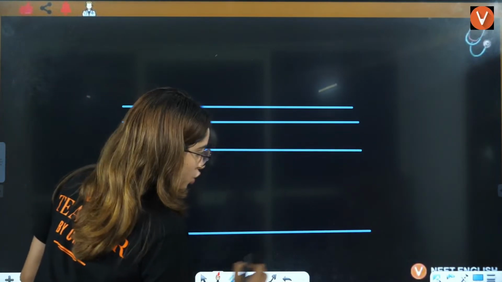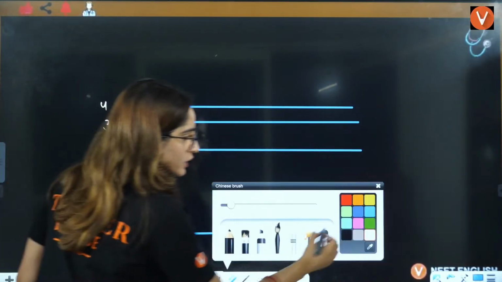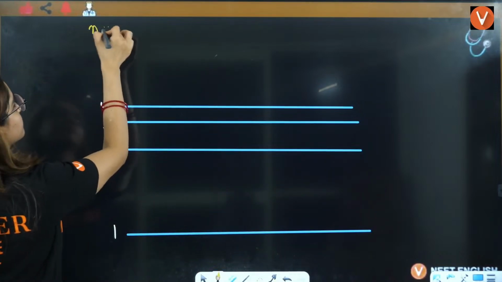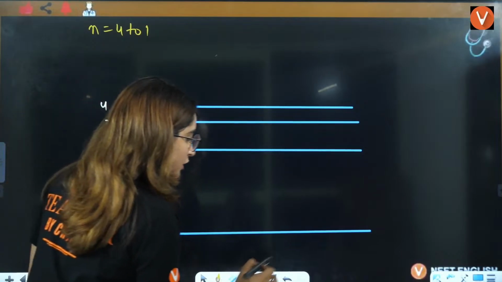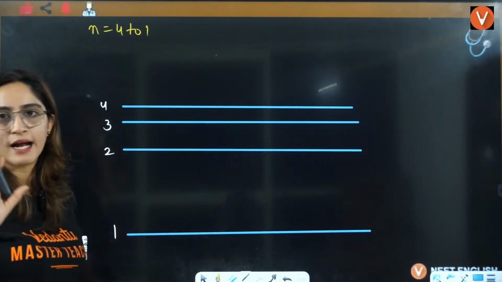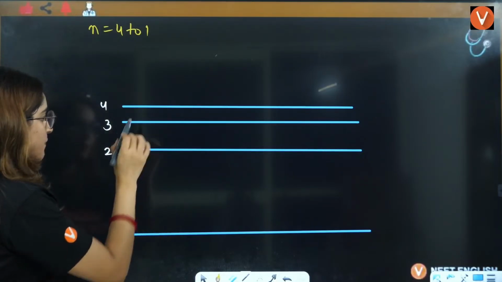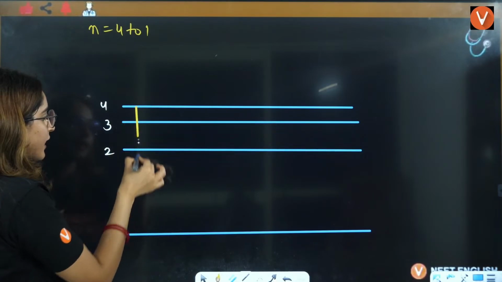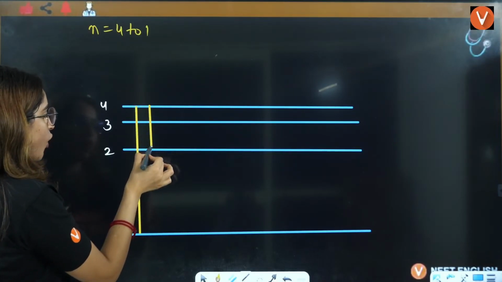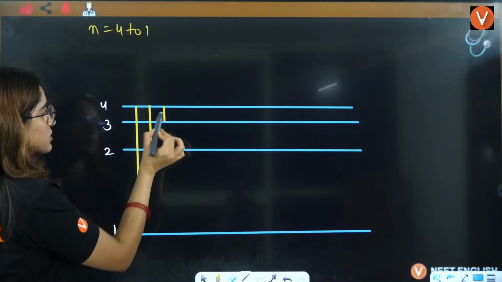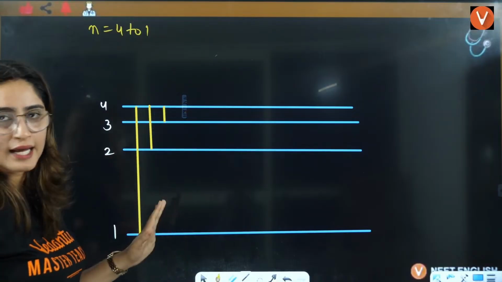Okay, so now we will do it again. 1, 2, 3, 4. So we are doing it for n equals 4 to 1. Or 4 to 2, whatever you can do. Now let's calculate the number of lines that are possible here, right? Number of spectral lines. So let's see this. Number of spectral lines can be 4 can directly move to 1, right? 4 can move to 2 also. 4 can move to this also. This is the first possibility of 4 to 2, right?